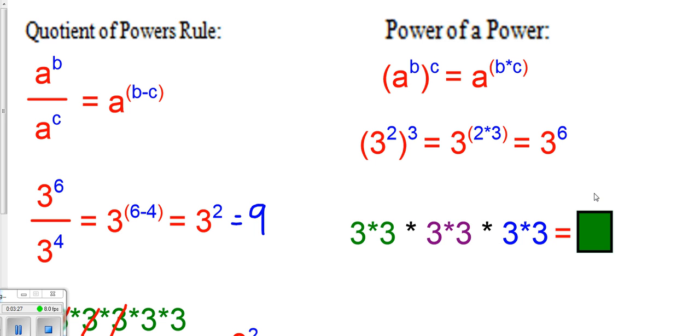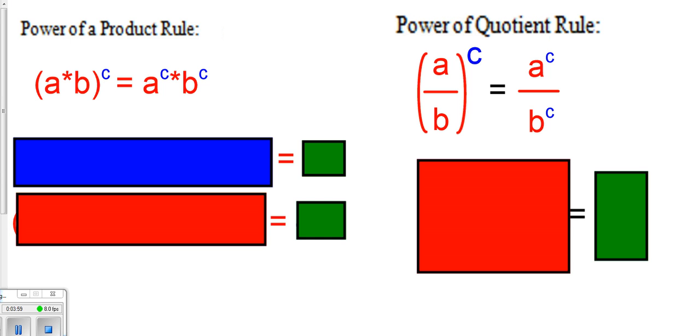And again, we can see that because this piece right here, 3 squared, means 3 times 3. It happens once, twice, 3 times. Why does it happen 3 times? Because it's to the 3rd power. So 3 times 3, do that 3 times: 3 times 3, 3 times 3, 3 times 3. Multiply them all together. We'll notice there are 6 of them, 3 to the 6th power. That's the power of a power rule.